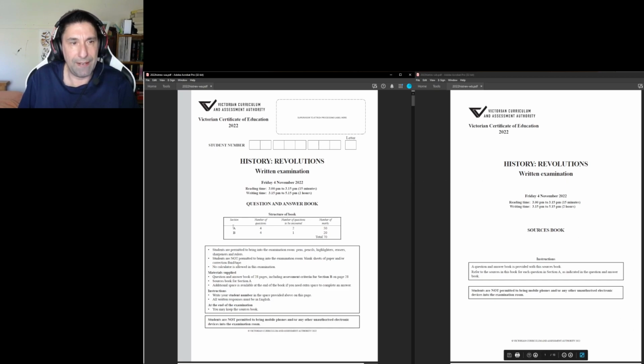So we still have a section A and a section B. However, section A has 2 parts, one set of questions on your first revolution, whichever one that may be, that you studied, and the other set of questions on the second revolution that you studied. Source analysis questions. And then in section B, there are essay questions about the 4 revolutions that can be studied in the course. So America, France, Russia, and China.